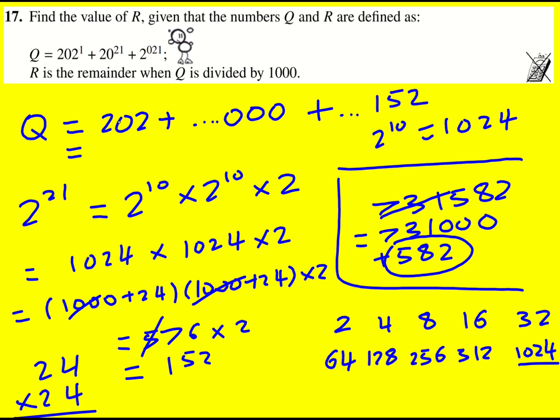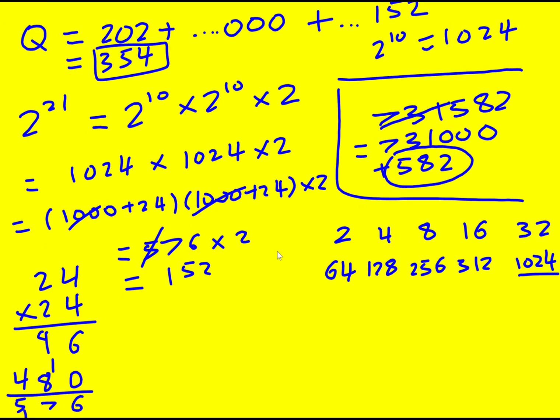And so finally, I can just add these together, and I'm going to get 354 by doing the 202 plus the 152. Okay, nice method for dealing with this. Now, let's imagine you didn't spot that. We can do it a longer way.